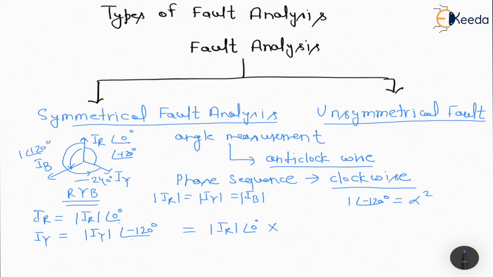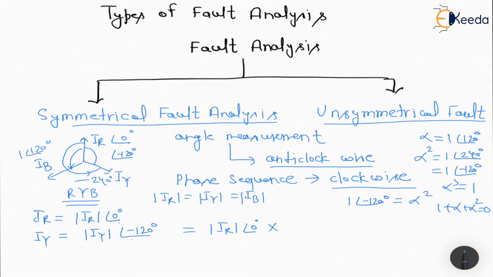We know the value of alpha. The value of alpha is equal to 1 at the angle of 120 degrees. The value of alpha square is equal to 1 at the angle of 240 degrees, or you can say 1 at the angle of minus 120 degrees, and the value of alpha cube is equal to 1, and the value of 1 plus alpha plus alpha square will be equal to 0. These things you have studied in complex variables in mathematics. If you remember the formula, it's okay, otherwise you have to remember it right now.